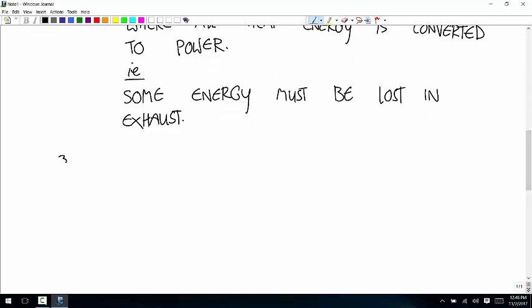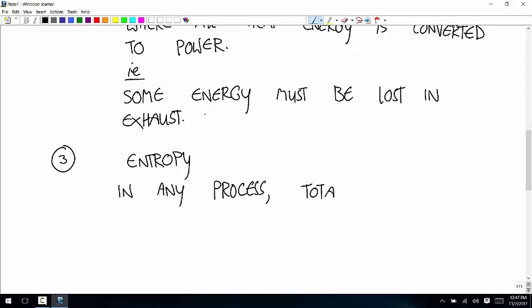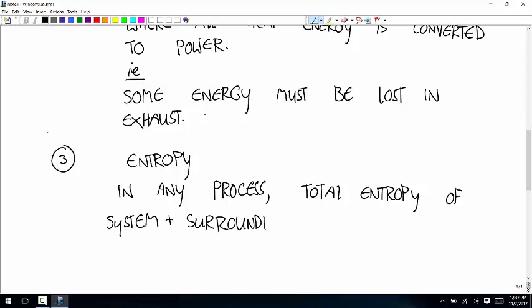And then the third, the one that we're going to spend by far the most time on, is entropy. And that one says, in any process, the total entropy of the system plus the surroundings either stays constant or increases.